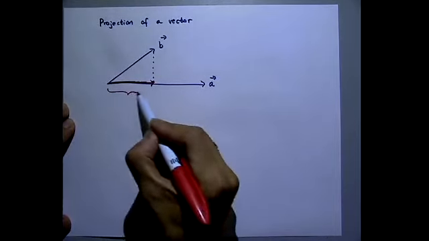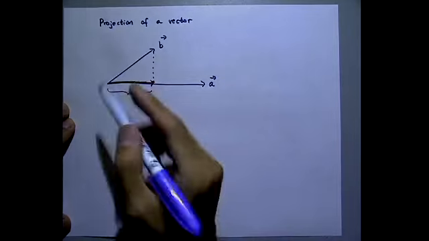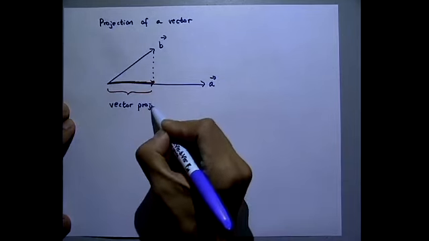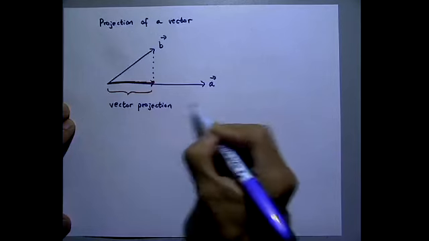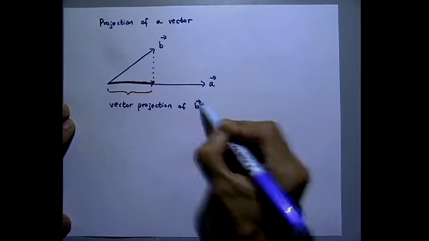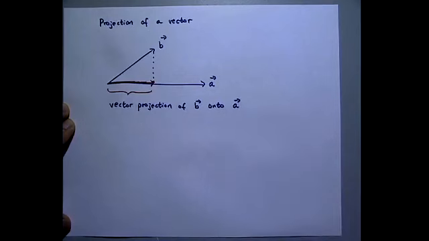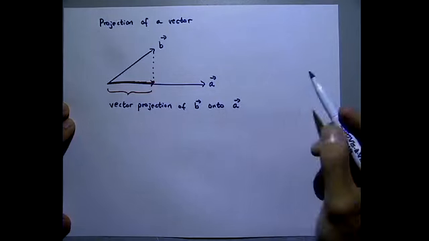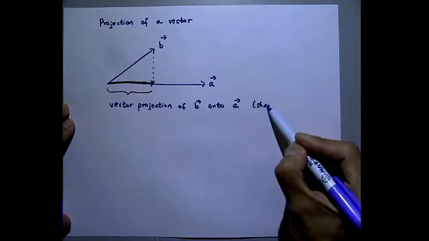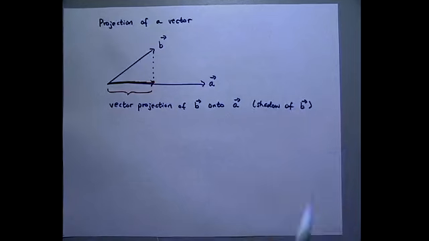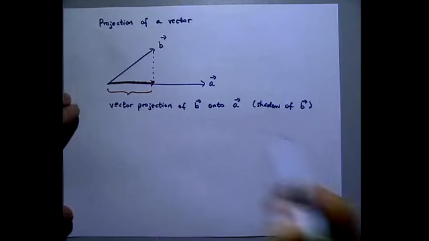So this red vector, we call this the vector projection of B onto A. It helps to think in terms of shadow, like I said, the shadow cast by B onto A. And we write it this way.